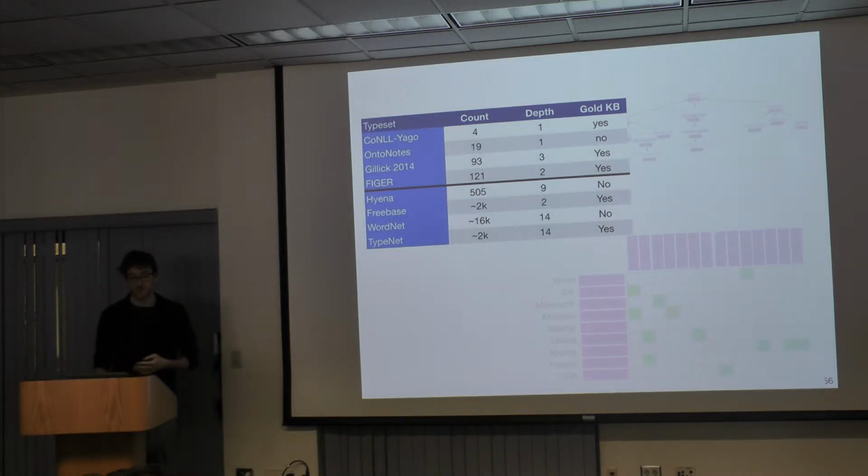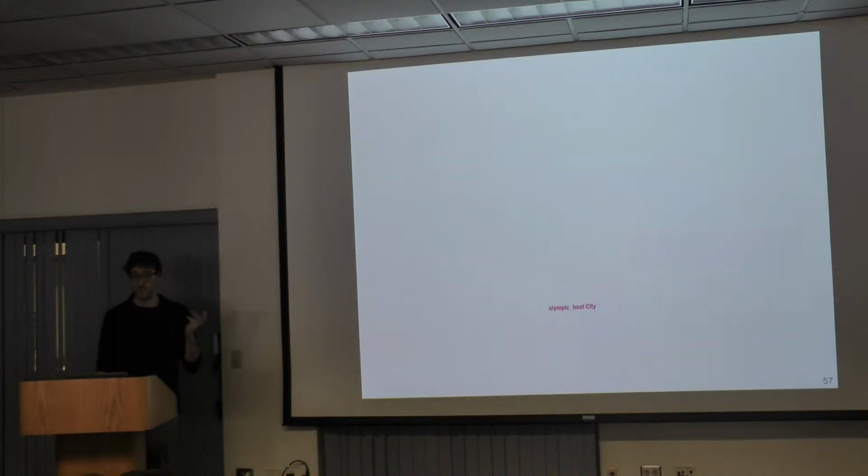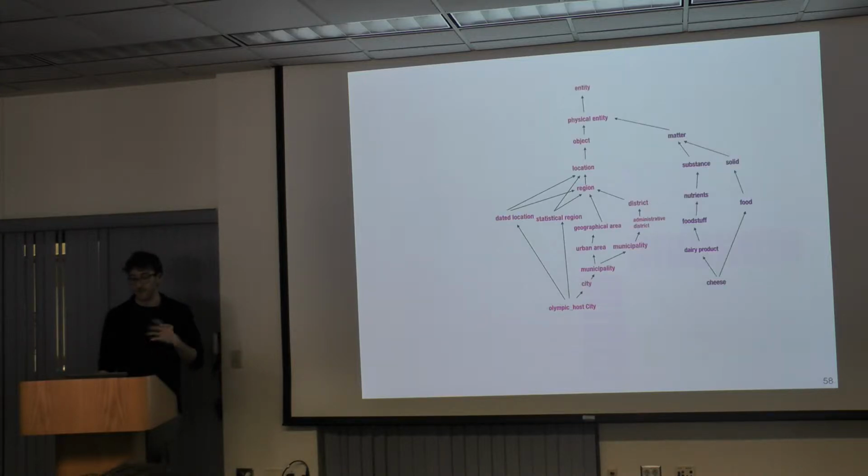What's most interesting about this is that this particular dataset has a fairly small hierarchy. It has only 121 types and only a depth of 2. Yet we were still able to get benefit from modeling these hypernym relationships. So we wanted to see how our models can take advantage of even bigger hierarchies. To do this, we created a new type set, which we called TypeNet. It has about 2,000 types and a maximum depth of 14 in the hierarchy. We can see some examples of the structure of TypeNet: very fine-grained types like Olympic host city, different foods, different subcategories of athletes.